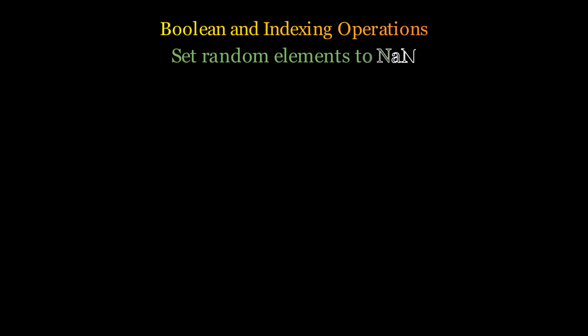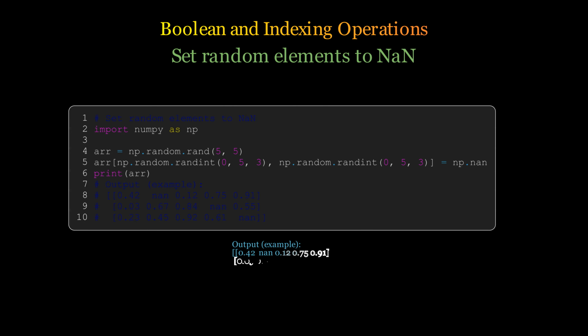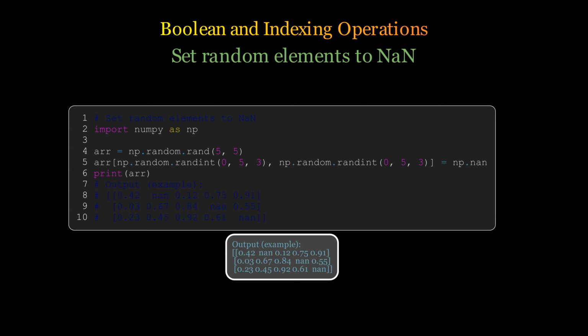Finally, we demonstrate advanced indexing by setting random elements to NaN, not a number. We generate random row and column indices, then assign NaN to those positions. This simulates missing data in real-world datasets. NaN handling is crucial in data preprocessing pipelines.